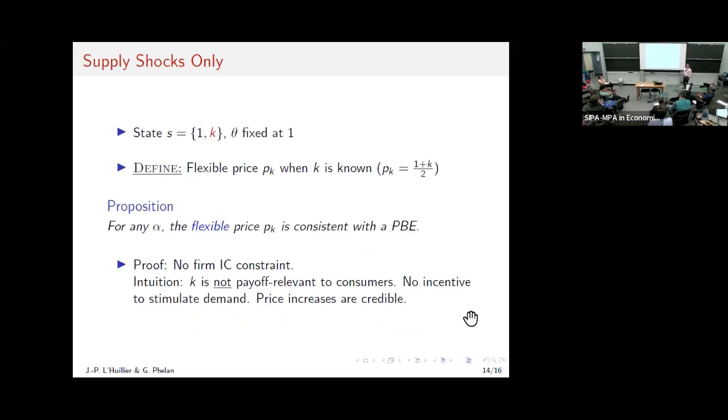Now, supply shocks. I'm going to shut down the demand shock and turn on the supply shock, and define a flexible price, PK, that depends on the cost. It is the same price that maximizes profits when the cost is known. And the result is that for any alpha, this flexible price PK is consistent with a perfect Bayesian equilibrium. The reason is that there's no IC constraint.